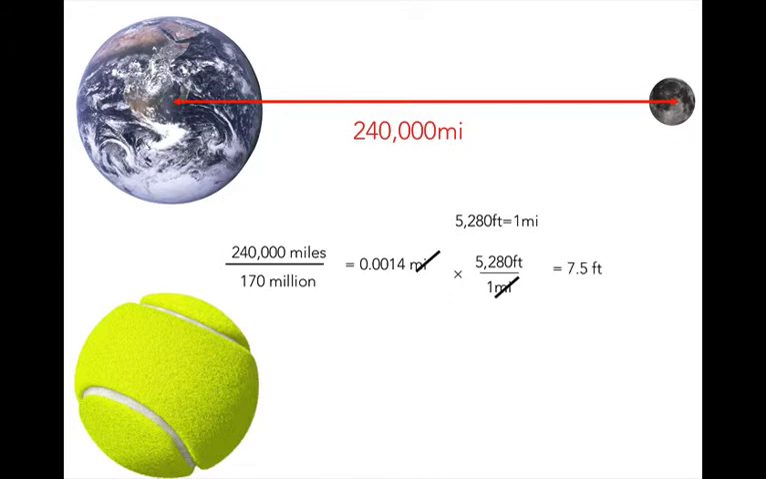So, for a proper scale model of the Earth-Moon system in which the Earth is a tennis ball, the Moon should be a penny 7.5 feet away.